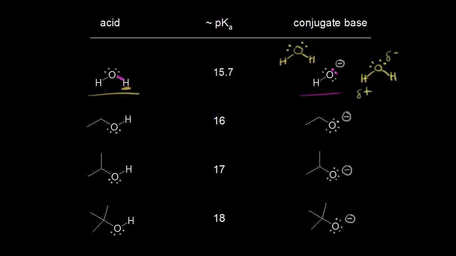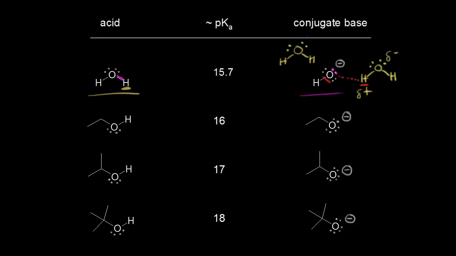And now we have a situation where opposite charges attract. The partially positive hydrogen on water is attracted to the negatively charged oxygen on hydroxide. So there is an attractive force between these opposite charges, and that attractive force helps to stabilize the negative charge on the hydroxide anion.